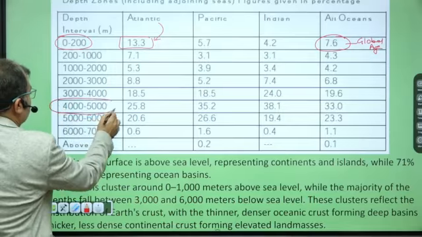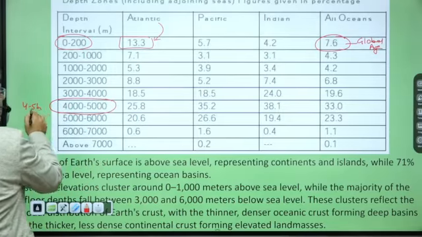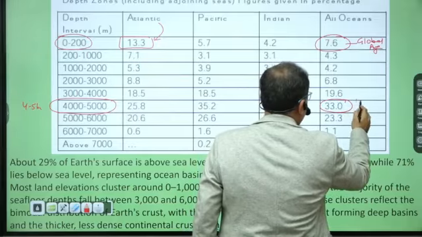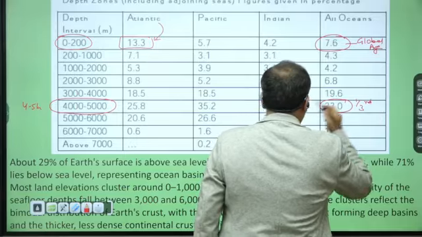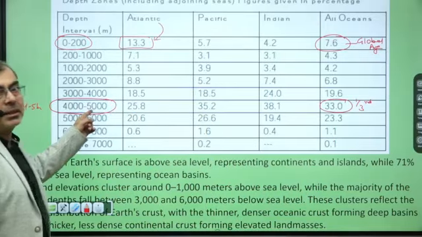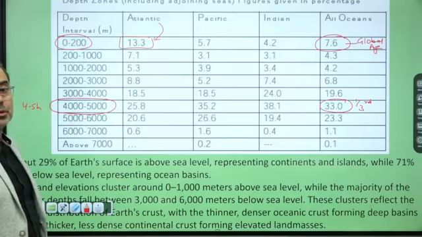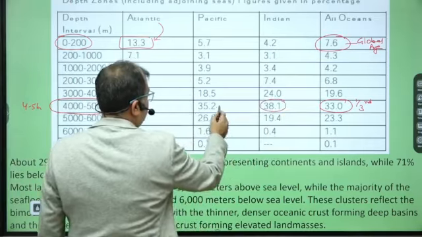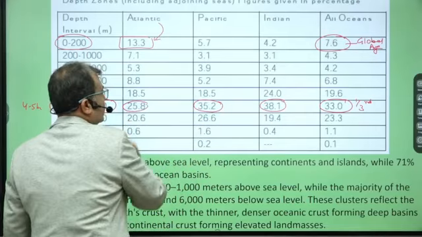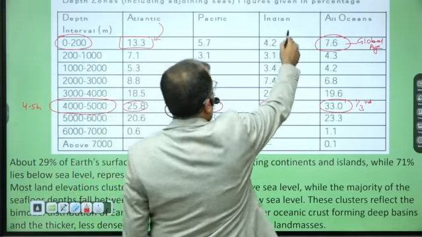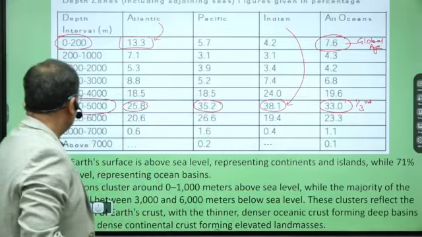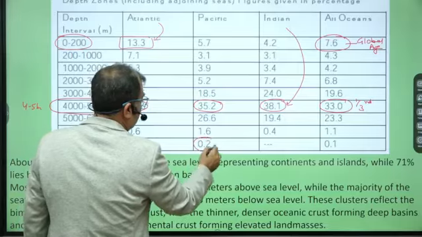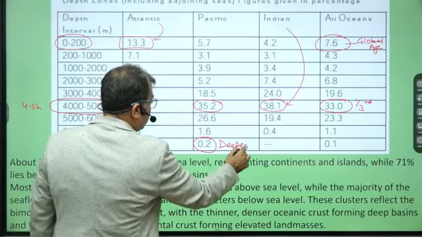4,000 to 5,000. 4 to 5 kilometer is the most area of the oceans. In fact, 1/3 of the oceanic areas are at this depth. That means this is the common depth of the oceans. And which one has more of this area? Indian Ocean. सबसे इसमें area ज़्यादा है then this. इसमें Indian Ocean के पास ये वाला बहुत ज़्यादा. Which one goes deepest? 7,000 से भी ज़्यादा, Pacific Ocean. So this has the deepest.